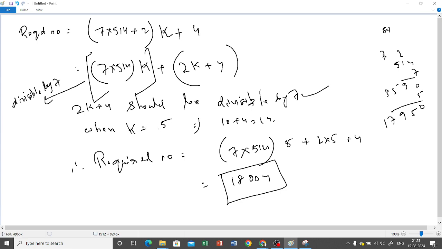If you take k as 4, 4 twos are 8 plus 4, 12, not divisible by 7. If you take k as 5, 5 twos are 10 plus 4, 14. You see, 14 is divisible by 7. So that means I need to take k as 5. Therefore, what is my required number? My required number is going to be 7 into 514 into k, where k is 5, plus 2 into 5 plus 4, that is 18004.